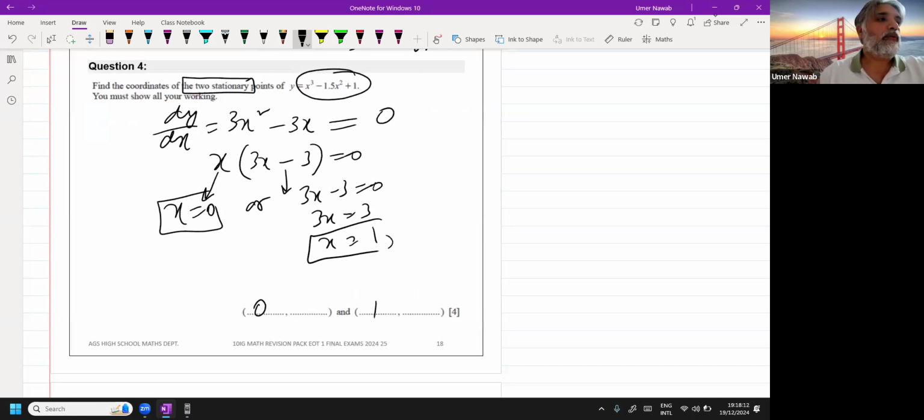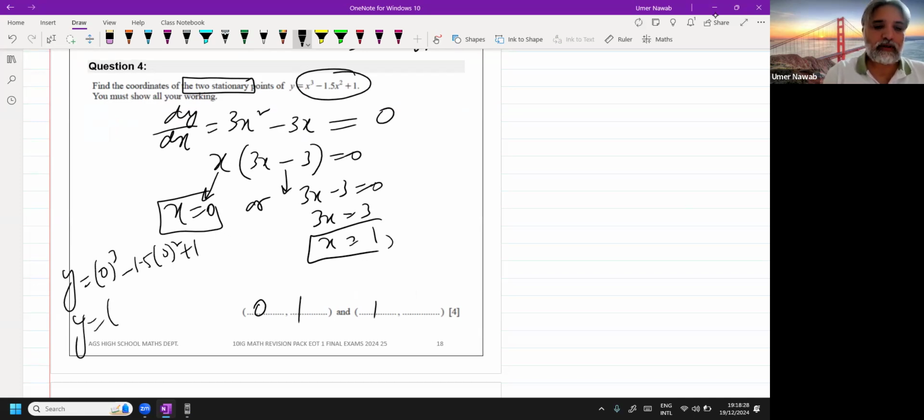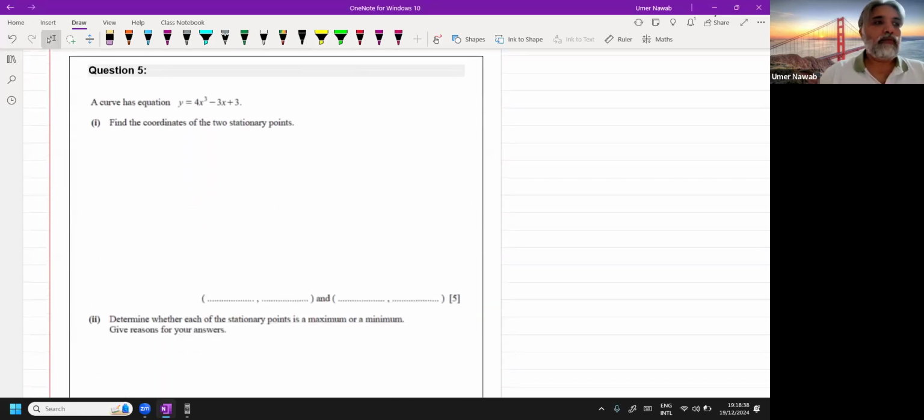Now we need to substitute these values one by one into the original. So y is equal to 0 power 3 minus 1.5 times 0 squared plus 1. It will give you 1. And if I substitute 1, it will give us the value of y equal to 0.5. Question number 5.